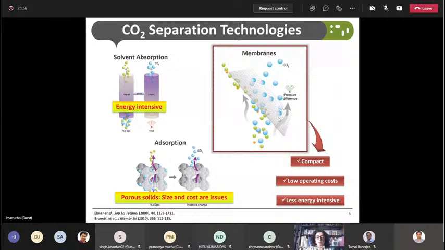Membranes have a lot of engineering advantages. Since they are compact, they have low operating costs, and they are less energy intensive. However, membranes have not been very much explored, and so what is known about membranes is still not enough to implement industrial processes, at least for CO2 separations, and this is what we've been working on.